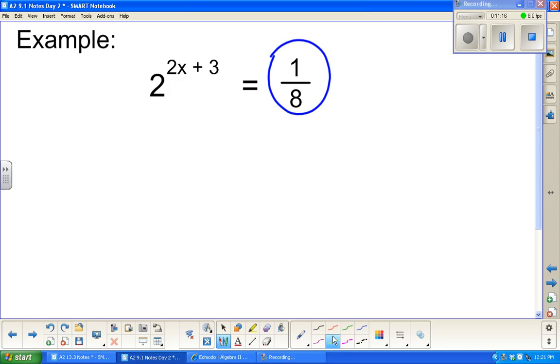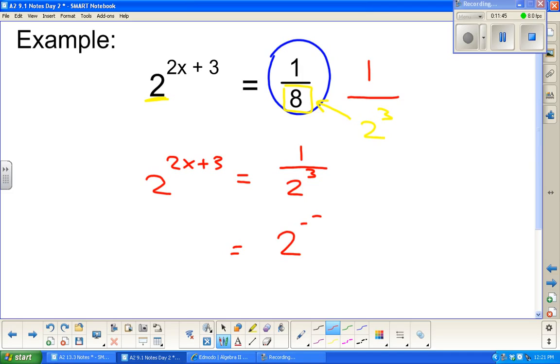So what I'm doing is I'm looking down here at this 8, and looking at this base, I know that 8 is 2 to the third. Okay, so this problem, the right side really here is, we have 2 to the 2x plus 3 on the left. On the right side, I have 1 over 2 to the third. So what that makes me think of again is a negative exponent. Isn't 1 over 2 to the third really just the definition of 2 to the negative third?